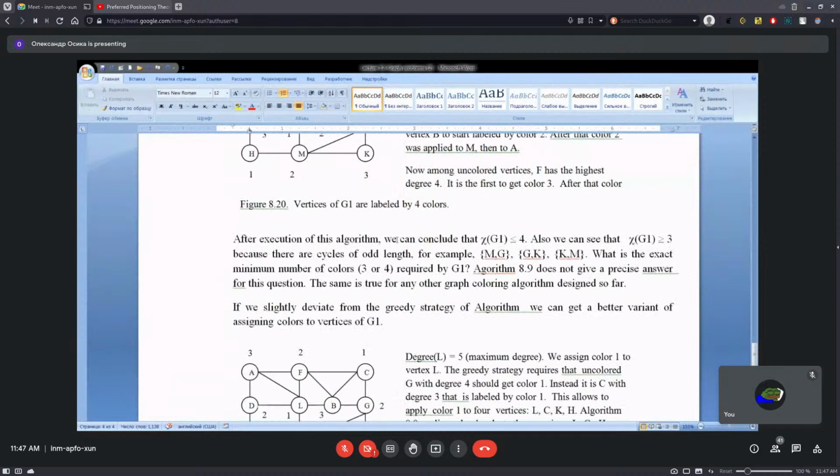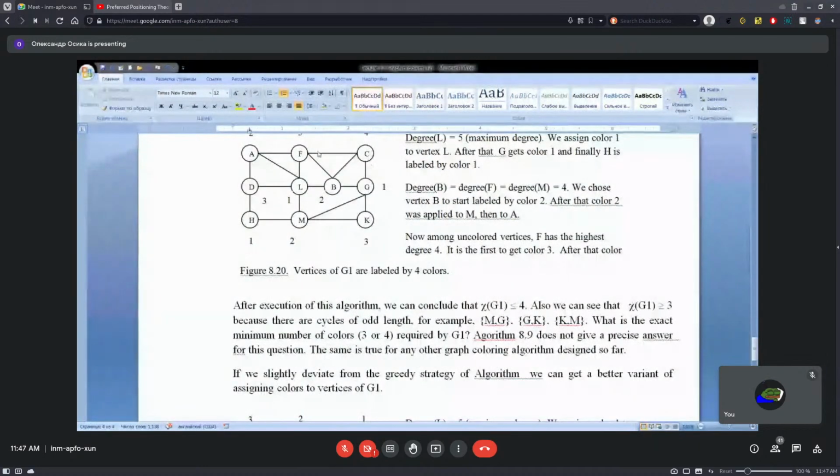After execution of this algorithm, we can conclude that the chromatic number of this graph is less than or equal to 4. Also, we can see that the chromatic number is greater than or equal to 3. Why? Because there are cycles of odd length. For example, M, G, K, M, odd length. That's why we cannot use fewer than 3 colors in this loop.